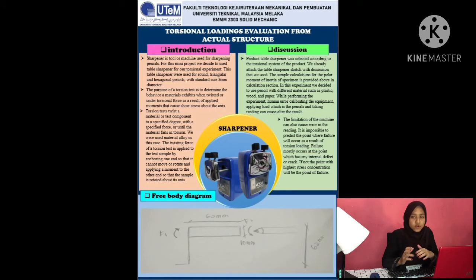The purpose of a torsion test is to determine the behavior a material exhibits when twisted or under torsional force, as a result of applying a moment that causes shear stress about the axis. In this case, we will use an alloy material.